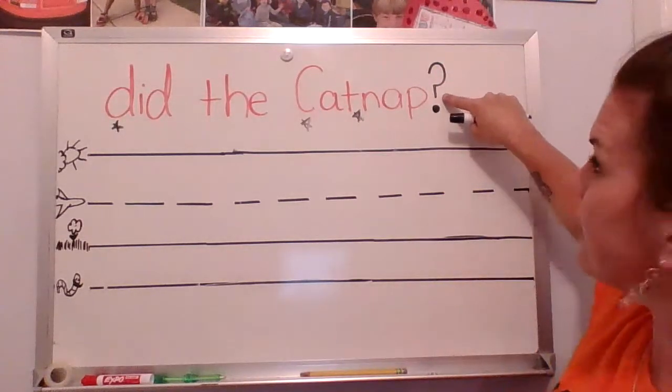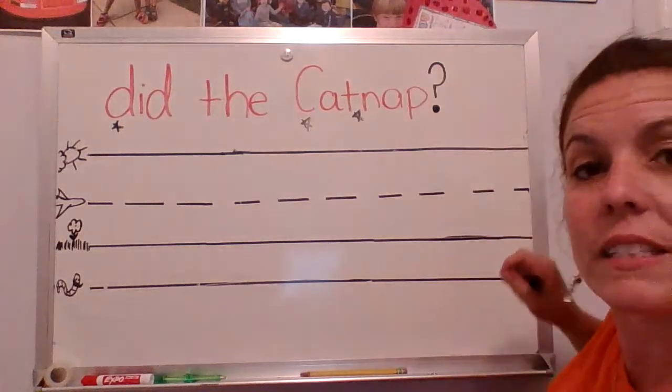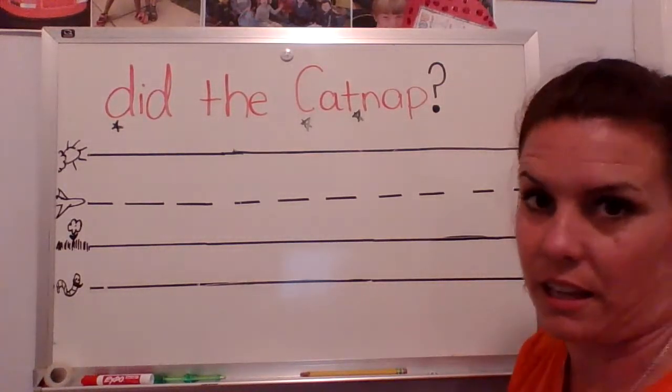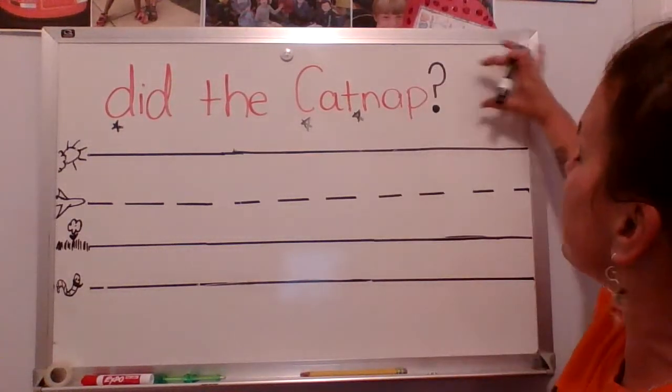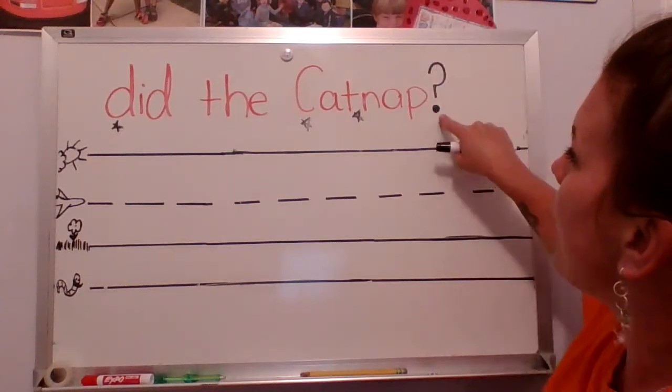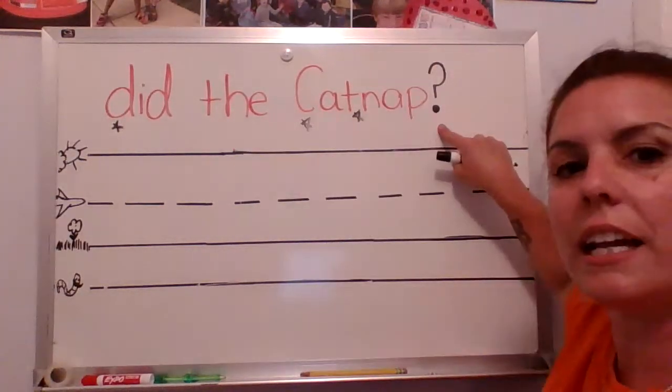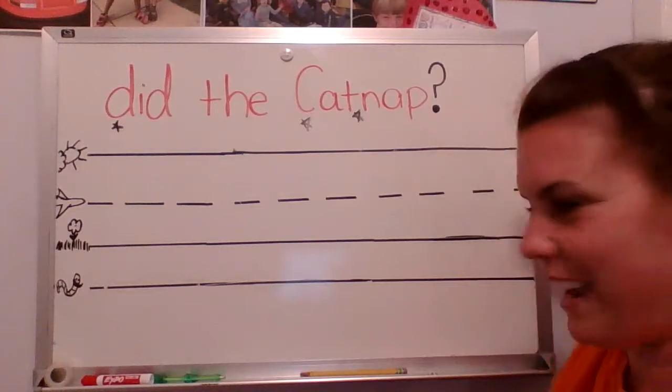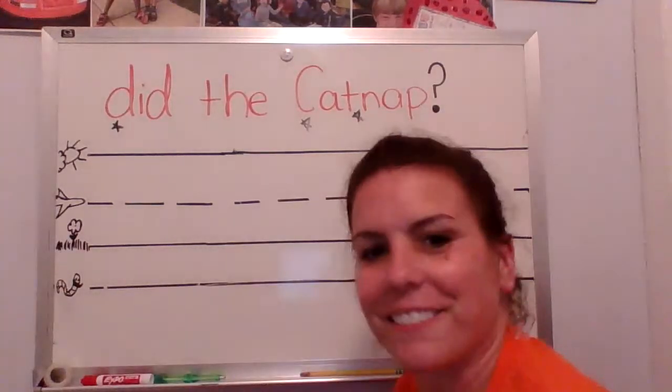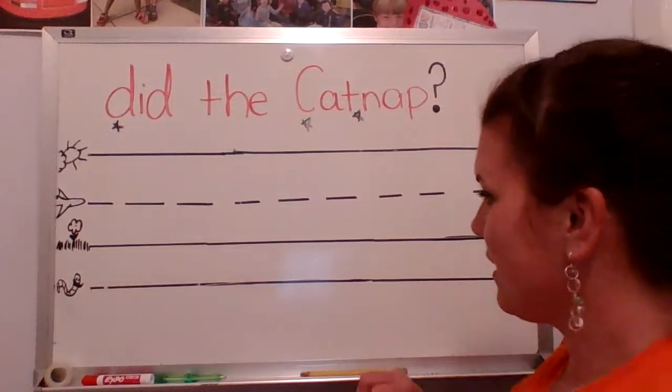Question mark looks like this, and when we put the question mark at the end of the sentence, we want it to be very close to the end of the sentence. I had it too far away, so I put it a little bit closer so that I'll remember when I write it down here, I need a question mark at the end. Okay, are you ready to write the sentence?